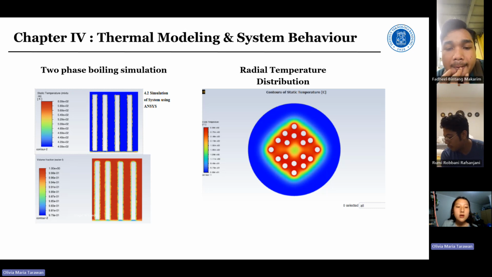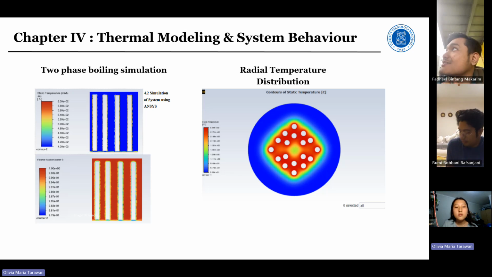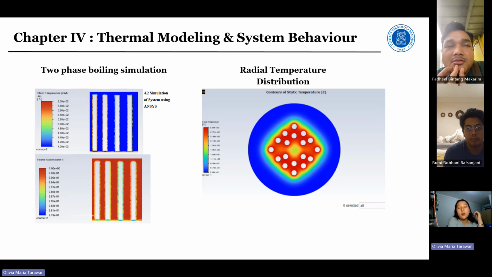On the left is the two-phase boiling simulation. The simulation models nucleate boiling, where the water reaches saturation and begins to vaporize. This is a 2D domain, used to simplify our computation and capture the key radial heat transfer behavior. The heating surface was set at 300 degrees Celsius with an adiabatic boundary to ensure all heat is absorbed by water.